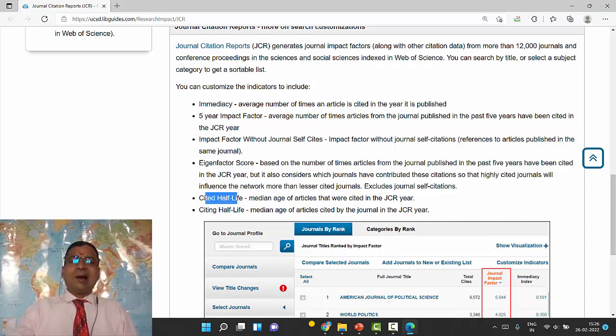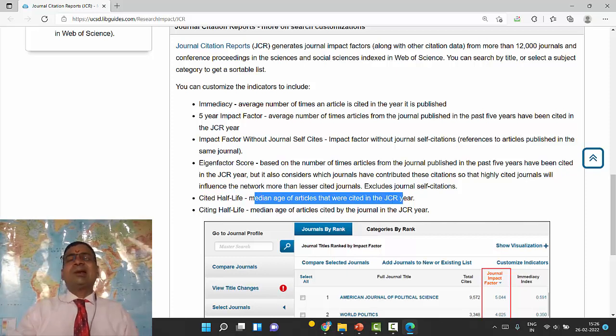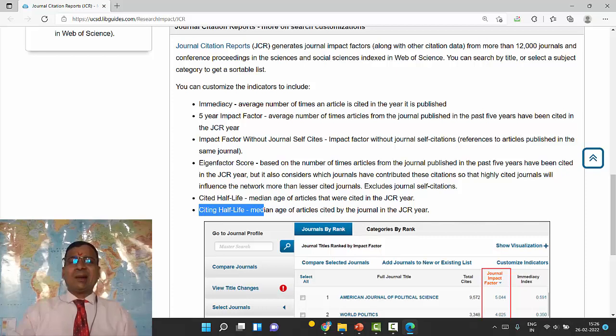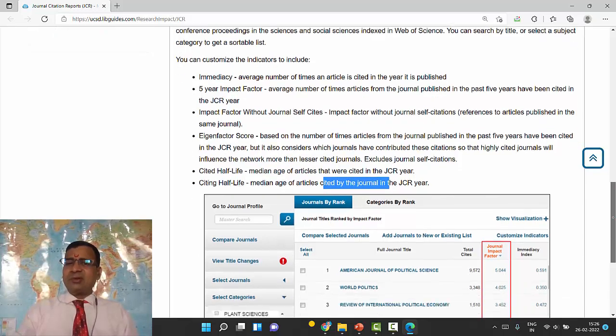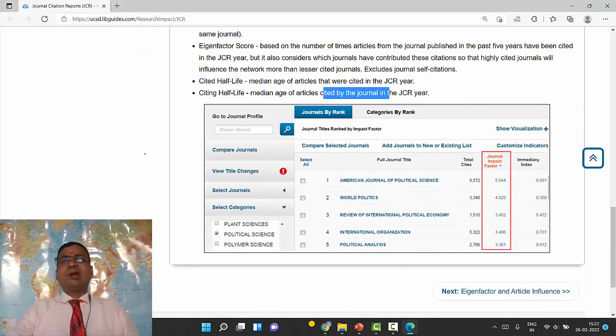Then cited half-life, this is one of the important terminologies related to JCR, and it is the median age of articles cited in the JCR year. Then citing half-life, that is the median age of articles cited by the journal in the JCR year. If you have the login ID for Web of Science, at that time you will be able to find out the impact factor of the journal of your interest.